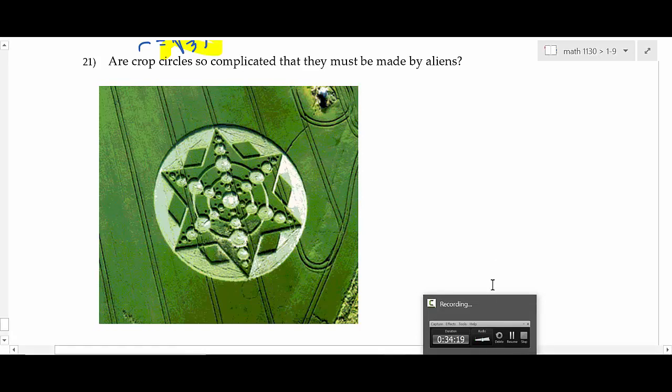I actually think crop circles are made by people that know a lot about math. Human beings.